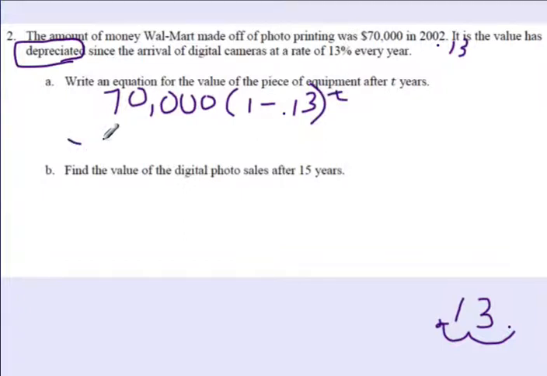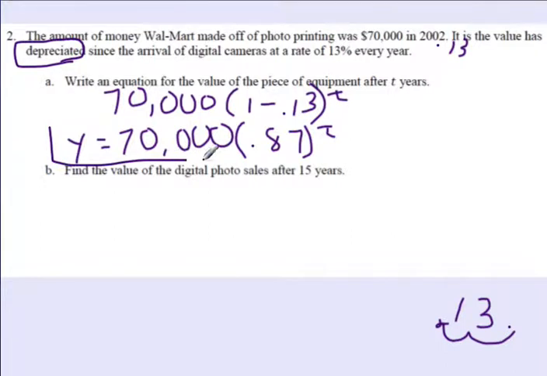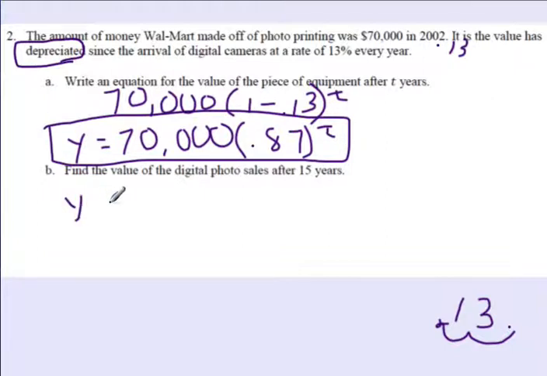So now when I set up my equation, I'm going to have y is equal to 70,000, and then I'm going to do 1 minus 0.13, which is going to give me 0.87, and that's going to be raised to the t power. So this right here is your final equation. So now we're going to use said equation for figuring out how many sales there were after 15 years.